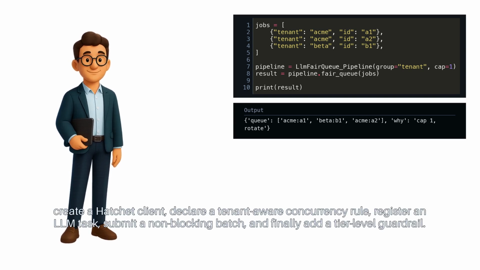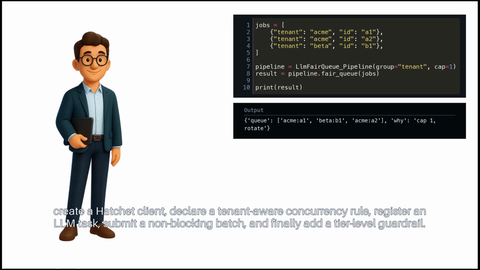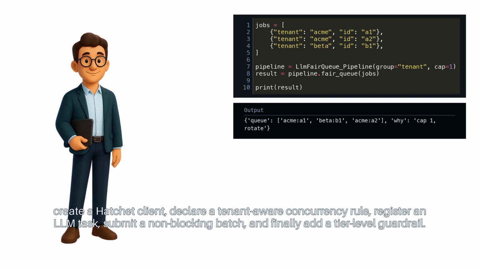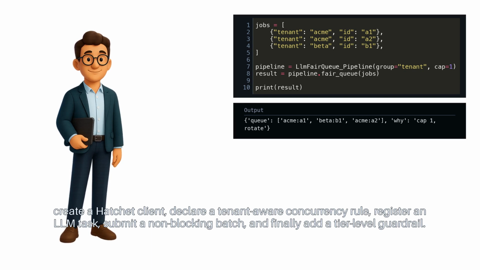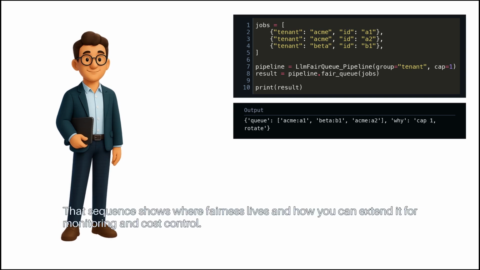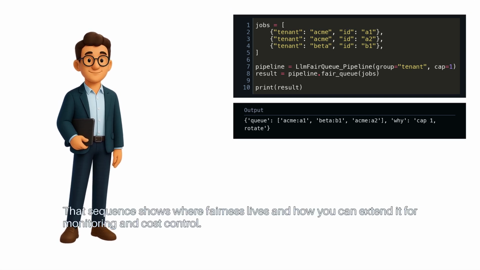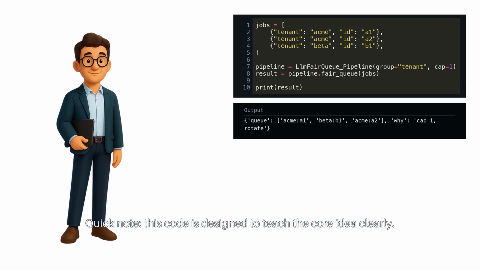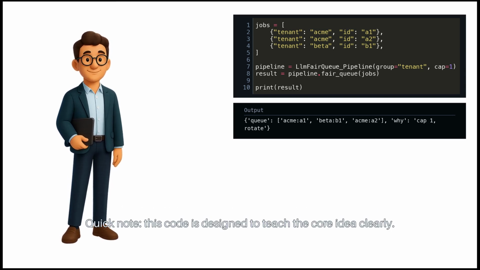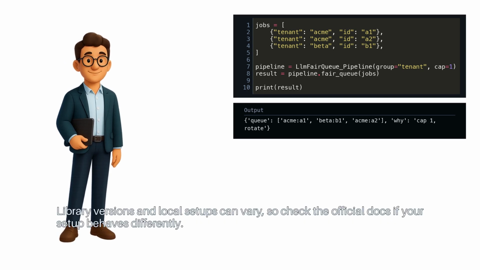Create a Hatchet client, declare a tenant-aware concurrency rule, register an LLM task, submit a non-blocking batch, and finally add a tier-level guardrail. That sequence shows where fairness lives and how you can extend it for monitoring and cost control. Quick note, this code is designed to teach the core idea clearly. Library versions and local setups can vary, so check the official docs if your setup behaves differently.